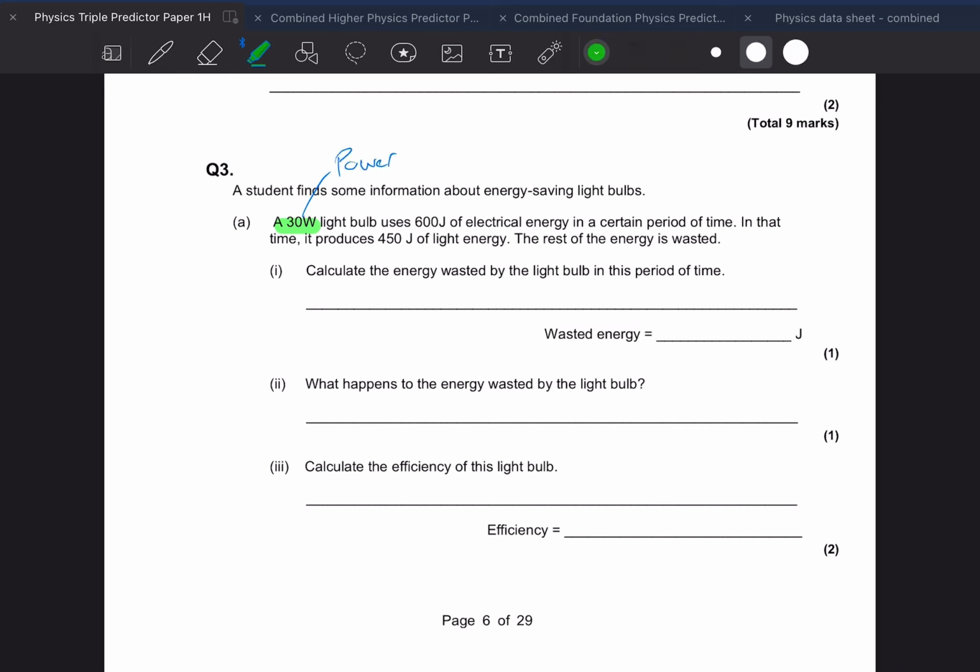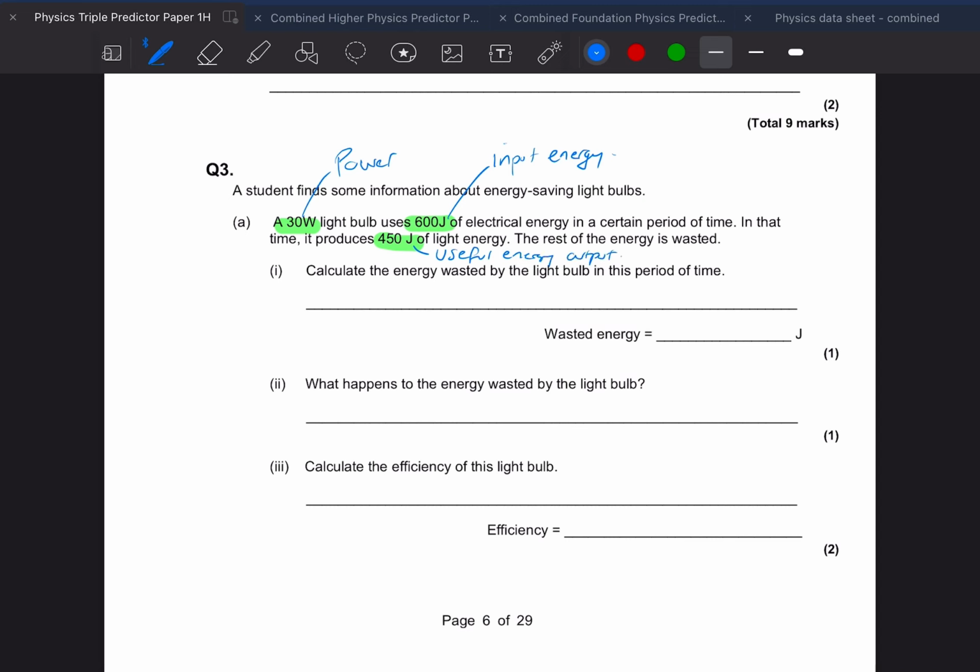We have got it's using 600 joules of electrical energy. So it's going to be an energy. In that time, in a certain time. So we're going to be asked for time at some point. In that time, it produces 450 joules of light energy. The rest of the energy is wasted. So that's going to be our input energy. And that's not the wasted, that's going to be our useful output.